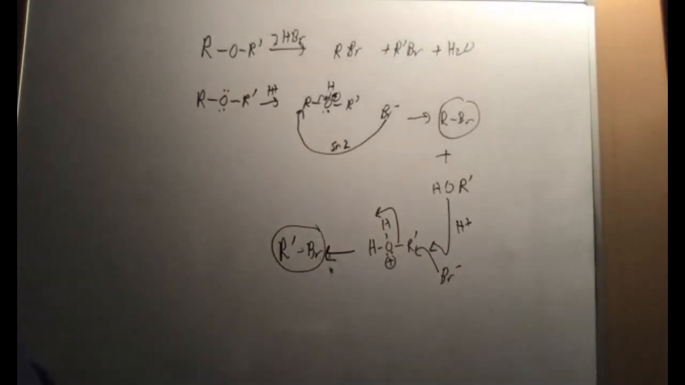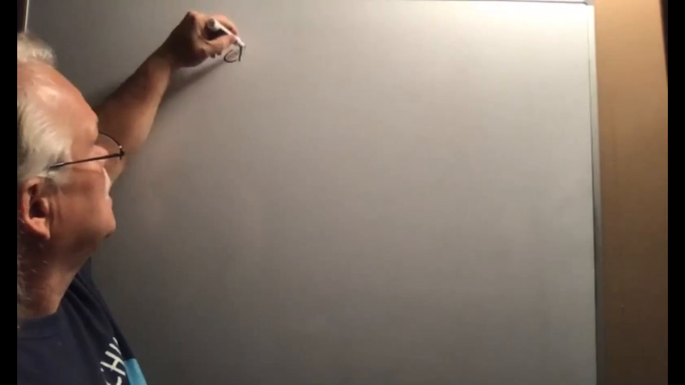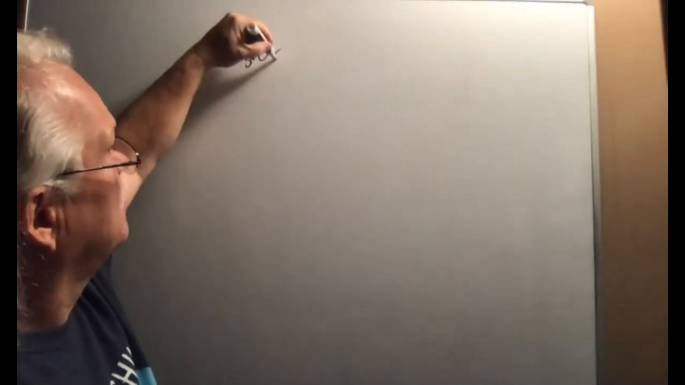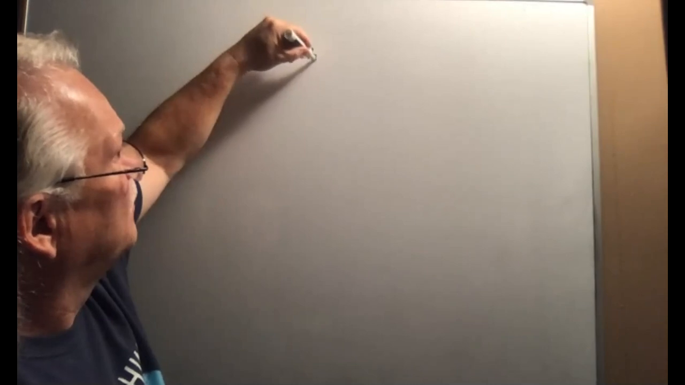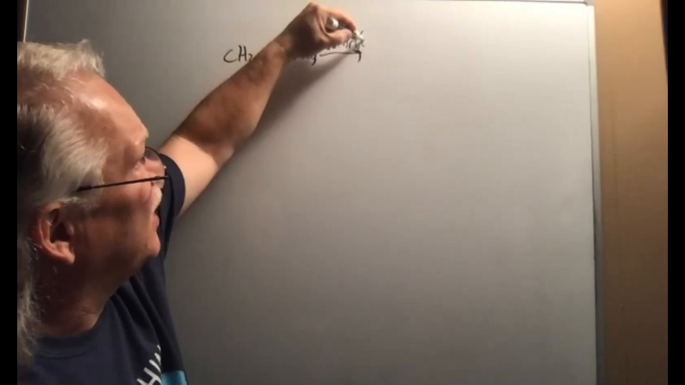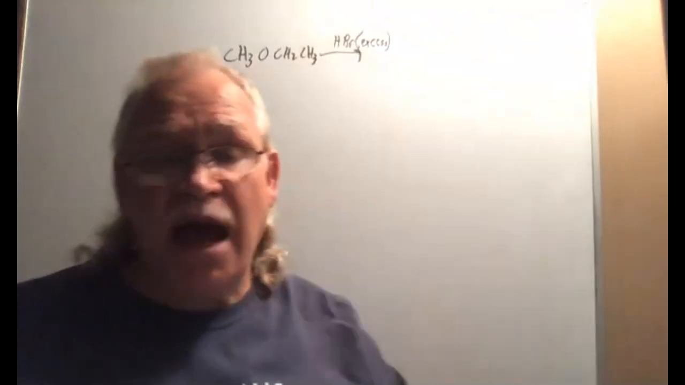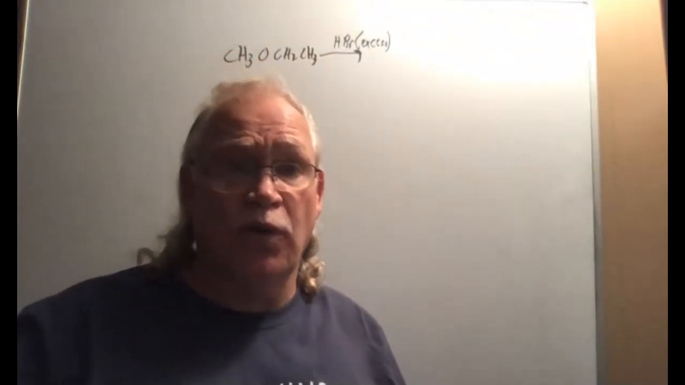Except when this does not work. Sometimes the reaction does not occur. So let me give you an example of one that does occur, and then I'm going to give you one that does not occur. The one that does not occur is in the notes, but I want to give you another example. CH3O, CH2, CH3. And the reaction says HBr. Now, I might write out excess, I might not. But if I write HBr or HI, you know that you have more than enough to do the reaction.